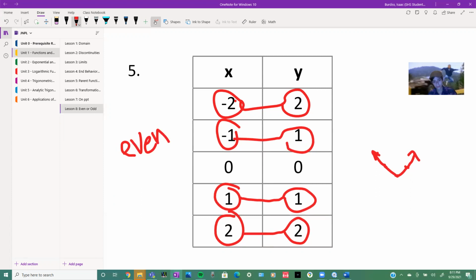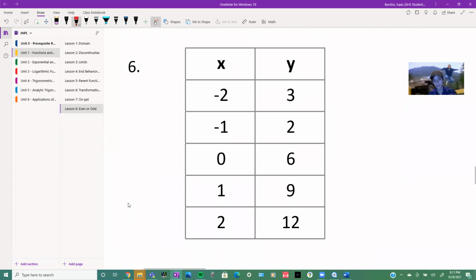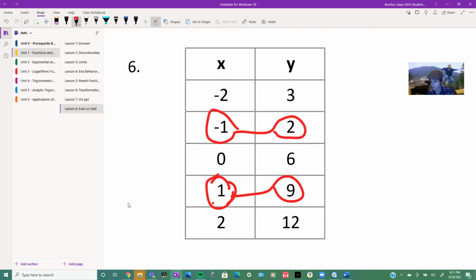Okay, now let's look at the next one. This time we get a 1, then we get a 9. Let's look at our negative 1, which gives 2. Well, if this was supposed to be an even function, then that would still be a 9. If this was an odd function, that would be a negative 9. But since it's a 2, I said if it's something random, neither. So neither.